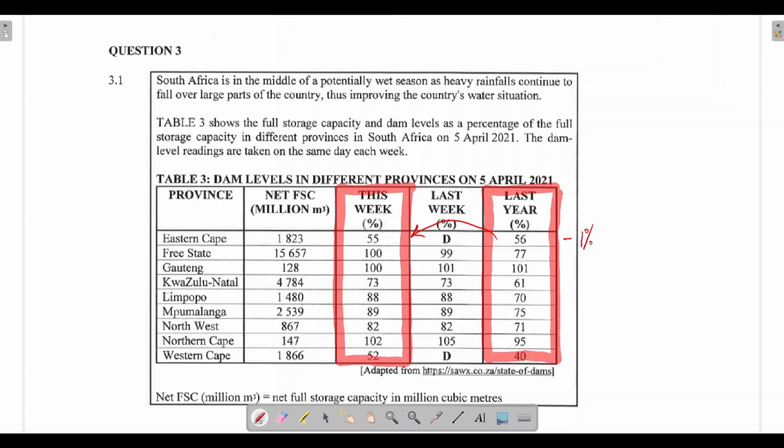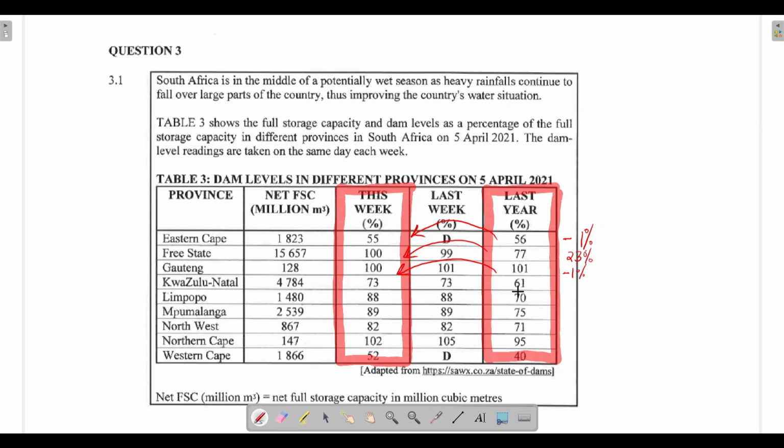Then we go to the Free State. With the Free State, last year it was 77%, but this year it is 100%. So we can see that this had an increase of 23%. Then we go to Gauteng. Gauteng was 101% last year, and this year was 100%. So there was a decrease of 1%, so we're not going to consider that.